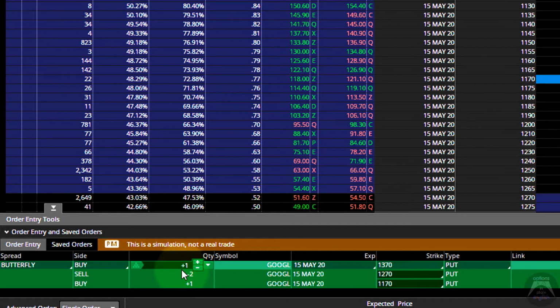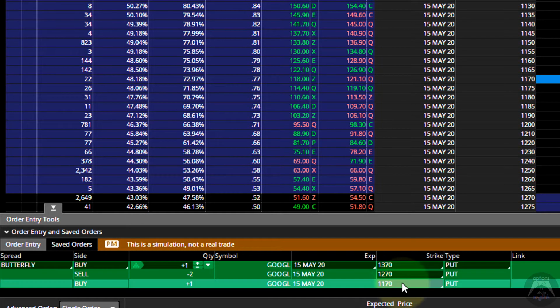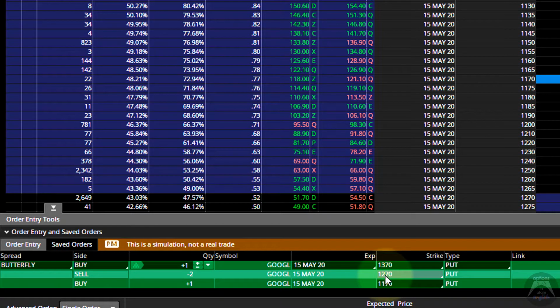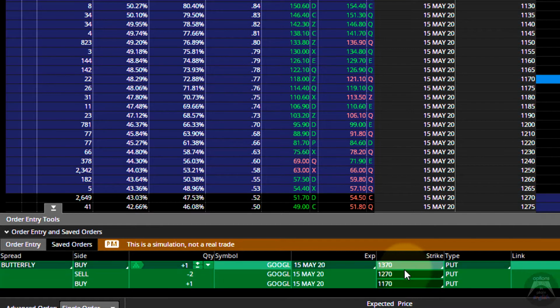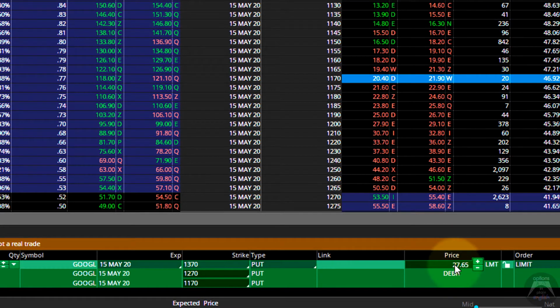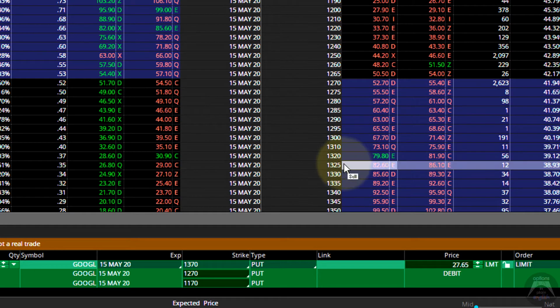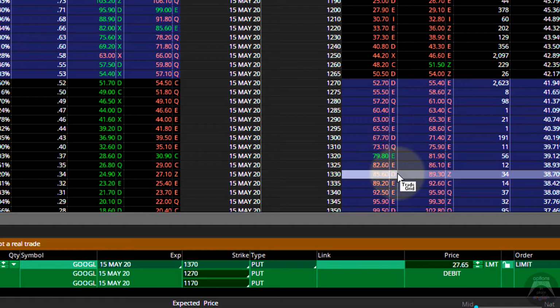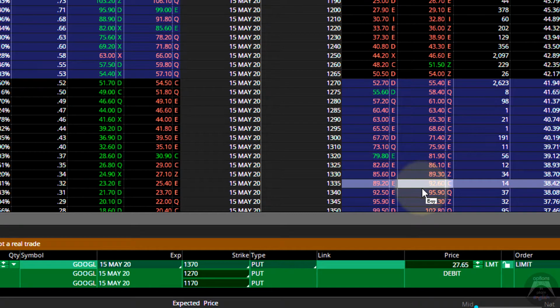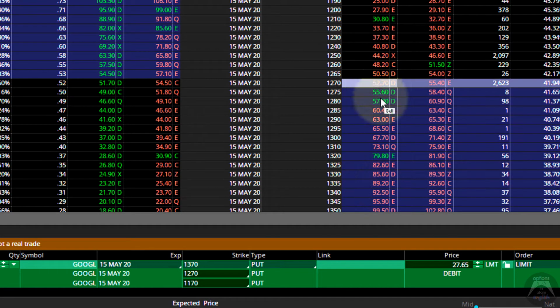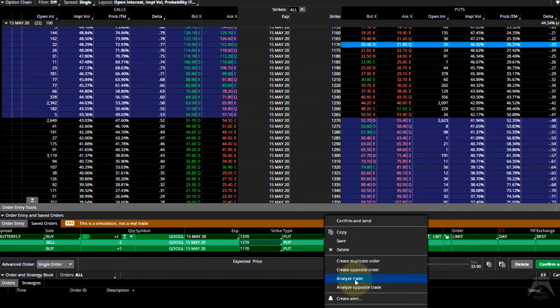It's a one plus one minus two plus one. So it's one long the 1170 put, short two of the 1270 puts, and long one of the 1370 puts. And this is going to be a debit. We're going to have to pay $27 for it, and it could go to 100. Because if it expires right at the money, then the long put spread that we have here, the 1370 1270, is going to be at max value, and the short put spread is not going to kick in, so we're going to be at max profit right here. So max profit is 100 minus this. We're going to send this to analyze.